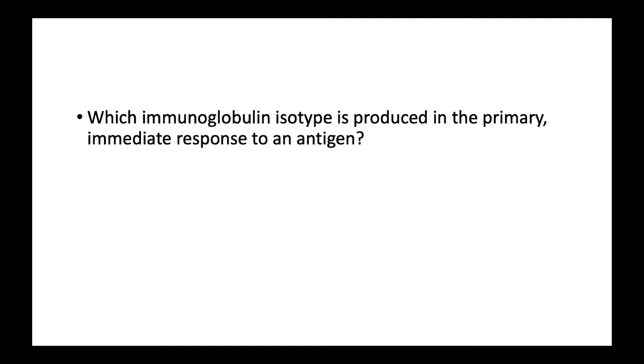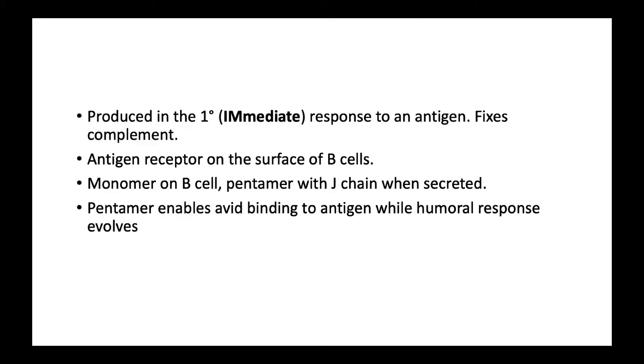Isotypes, and you should know which is produced initially during the antigen presentation and immune response. Any ideas? IgA, less likely. You should know that immunoglobulin M is produced initially, and only thereafter, several days or one week or 10 days. So it takes time to activate B cells and plasma cells to produce immunoglobulin G, E, and A. This is called class switching. So it takes time. Therefore, there is only immunoglobulin M production during the initial immune response.